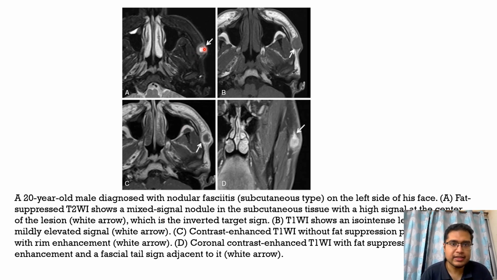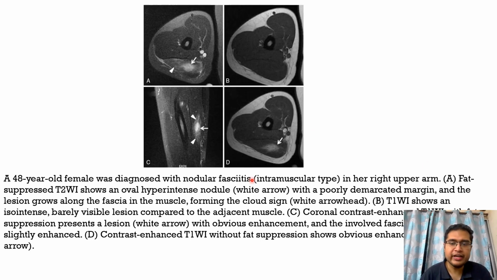As we can see, high signal in the center and hypointense signal in the periphery, the subcutaneous. And again the fascial tail sign can also be seen. Now this is the intramuscular type of nodular fasciitis, where on the T2 weighted images we can see this particular lesion resembles a cloud, hence called a cloud sign on the T2 weighted images.